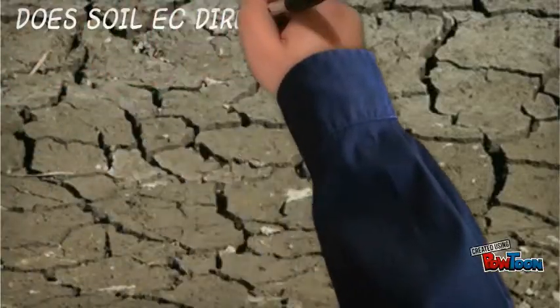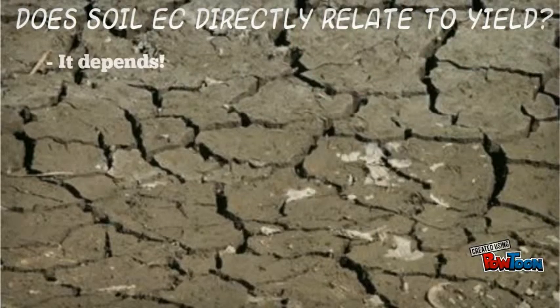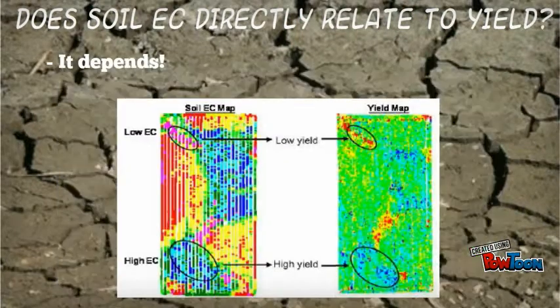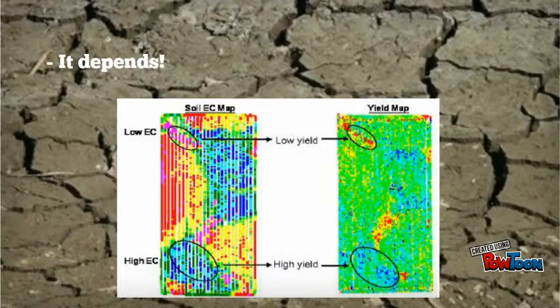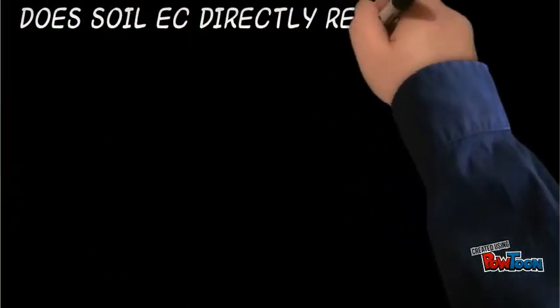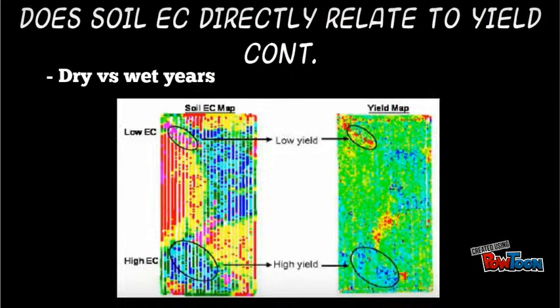Does soil EC directly relate to yield? It depends. The example shown below would suggest that it does. You can see areas with low EC also result in areas of low yield, while areas with high EC resulted in high yield. This pattern is seen more in dry or drought years when the capabilities of your soil are more apparent. However, in years with ideal rainfall amounts and distribution, no relationship is really seen.